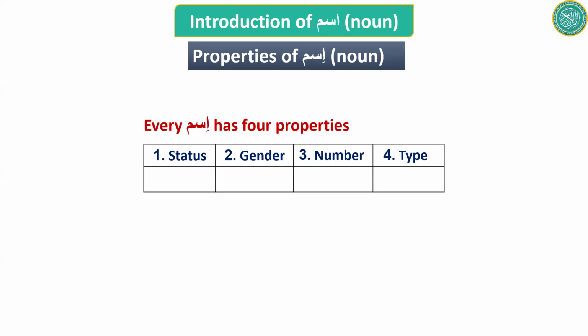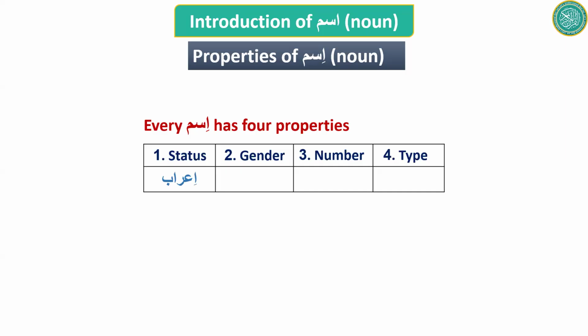So when I ask in the class, tell me the properties of an ism, this is how you are supposed to answer this question. Status, gender, number, type. And it should come out quickly. You don't have to think about it too much. Okay? So memorize this. There are 4 properties of ism, and they are status, gender, number, and type.